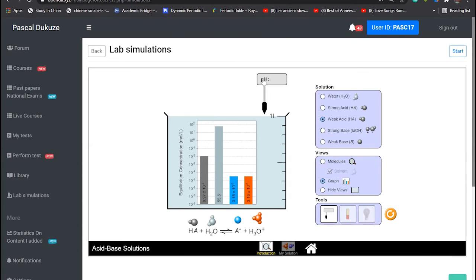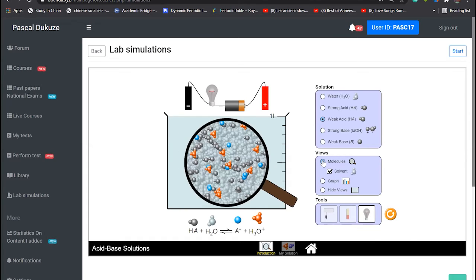This is a tool used to check for the pH, okay? And here it is a universal indicator, and here it is an electric circuit we can use to check for the conductivity of our solution. And here we can show the molecules. You can see here we are showing the molecules. This HA stands for the acid, and this H2O is the solvent.